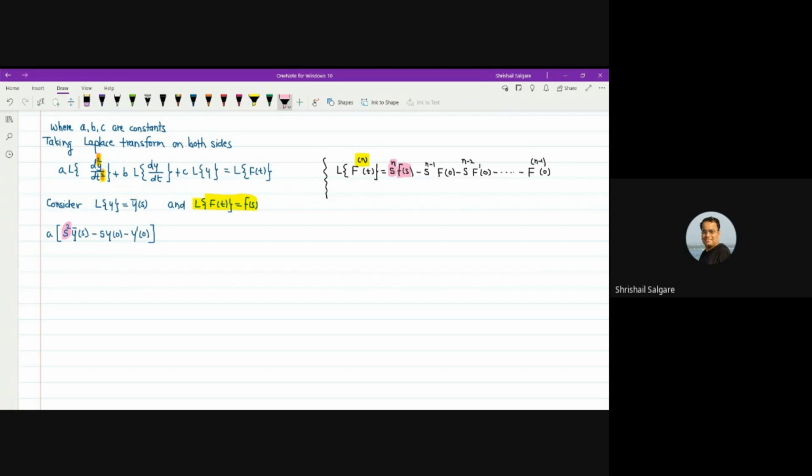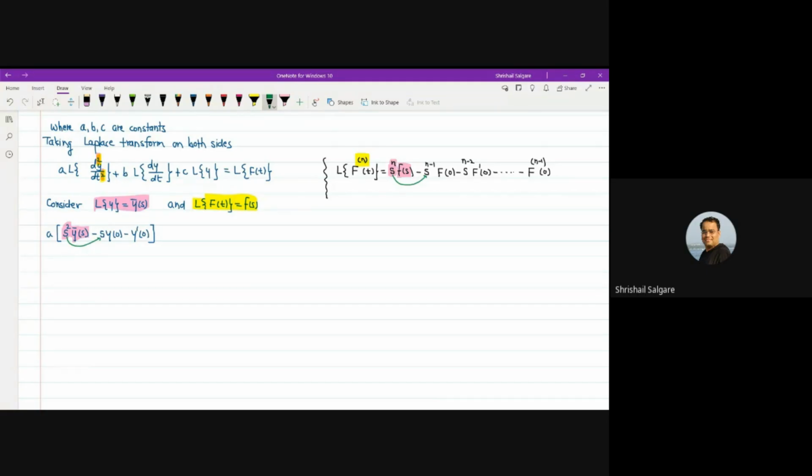But you are taking derivative of y, and the Laplace transform of y we are denoting as y bar of s. So that's why here it will come as y bar. So the next step, if this is s raised to n, each step you have to reduce the power of s by 1. If you started with s square, then it will come as s raised to 1.